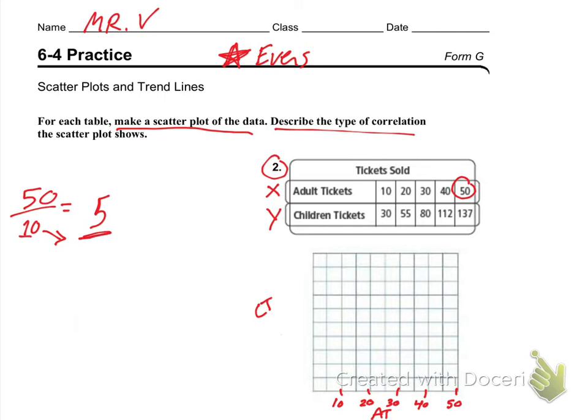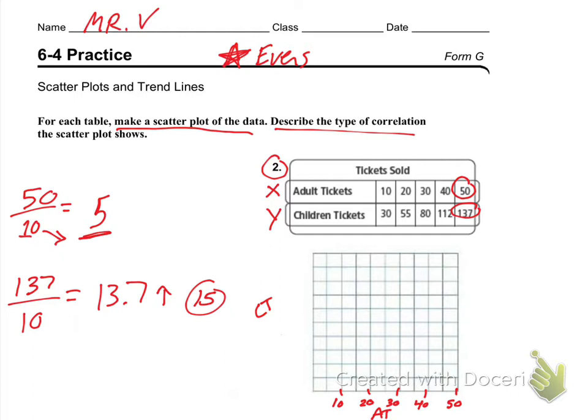Now for the children's tickets, what I'm going to do is take 137 and then divide by the number of lines. That's going to be 10. So then I should get 13.7. Now, we don't want to have every line to be 13.7. So how about we round up to every line's 15, just to make it easier for ourselves. So we have 15 for this one.